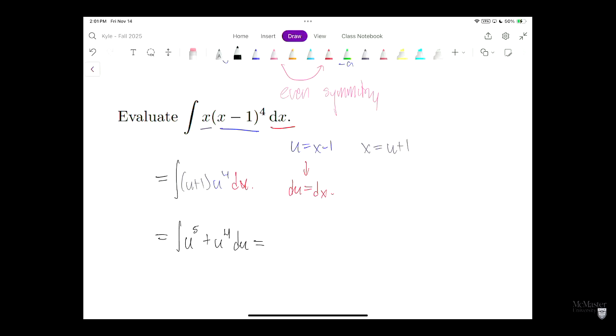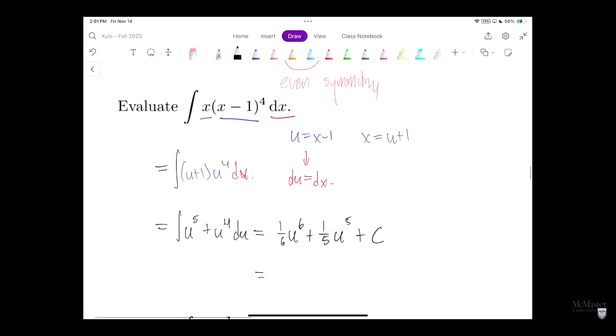And now we can integrate using our power rule. 1/6 u to the 6 plus 1/5 u to the 5. Don't forget the plus c. And we can now just substitute back to get our final answer of 1/6 (x minus 1) to the 6 plus 1/5 (x minus 1) to the power 5 plus c. And that's the final answer. What questions do we have about this one? Yes?